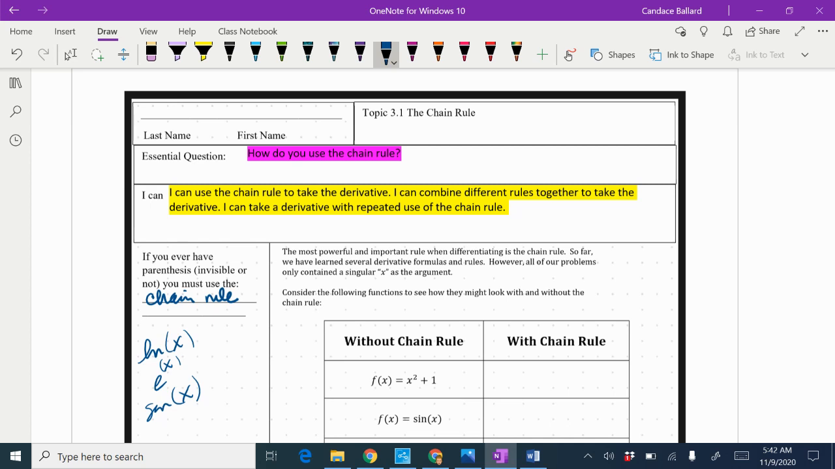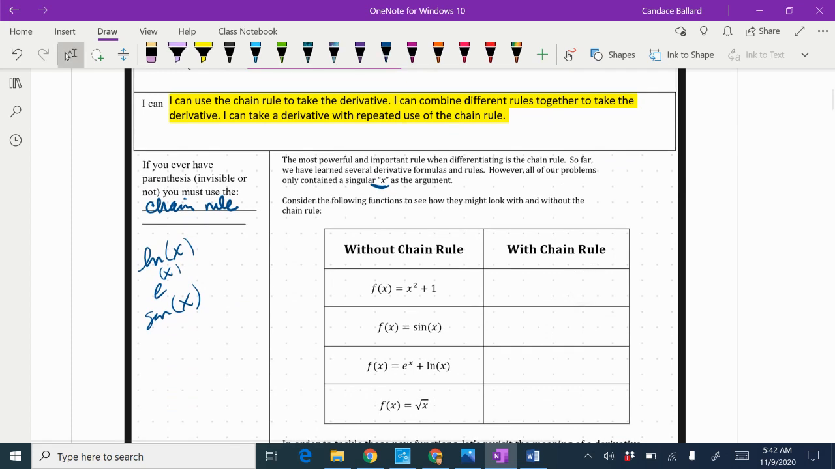So the most powerful and important rule in differentiating is the chain rule. So far we have learned several derivative formulas and rules. However, all of our problems only contained a singular x as the argument. Consider the following functions and see how they might look with and without a chain rule.